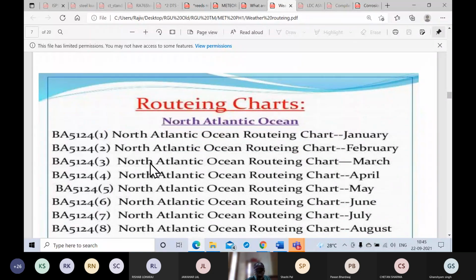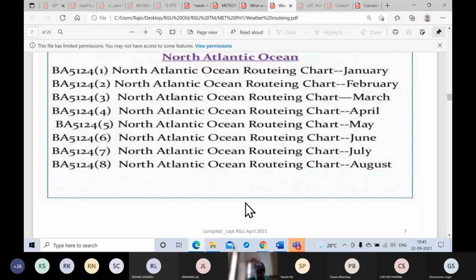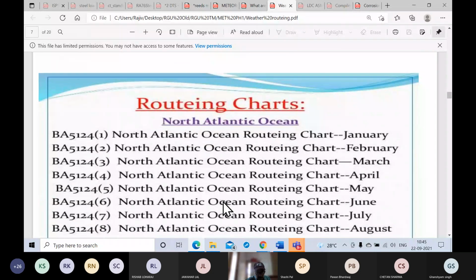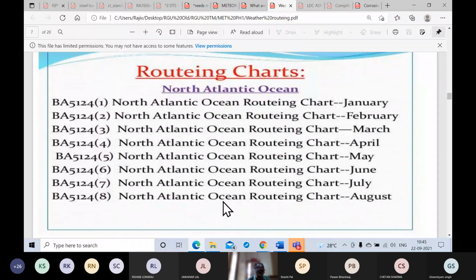This is the thing, North Atlantic Ocean, like this. 5124 bracket 1 is talking of the routing chart for January, and then it goes on. Obviously not to be memorized, but you should be aware that this can be the configuration. This is included in your chart folio index also, right? I'm very sure you got it included so that you can always pull it out by folio number.